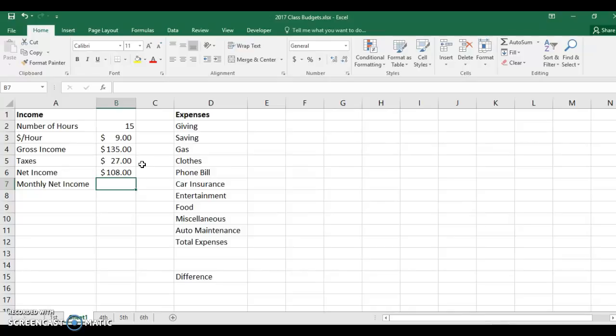Now that's a weekly number, and typically as we're doing a budget, we're talking about a monthly number. And so we're just going to go with 4 weeks in a month. So we're going to put in a formula here that's going to take that weekly net income and multiply it by 4 for a monthly number of $432.